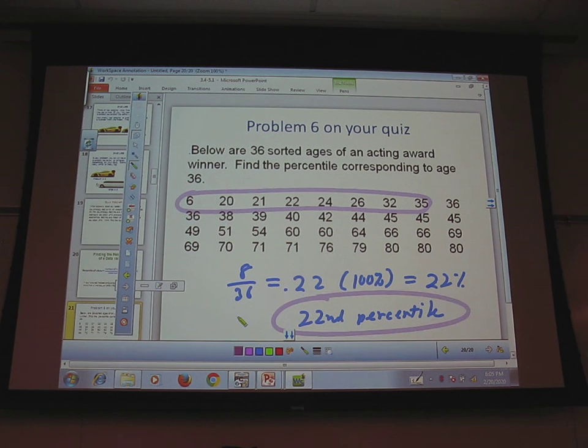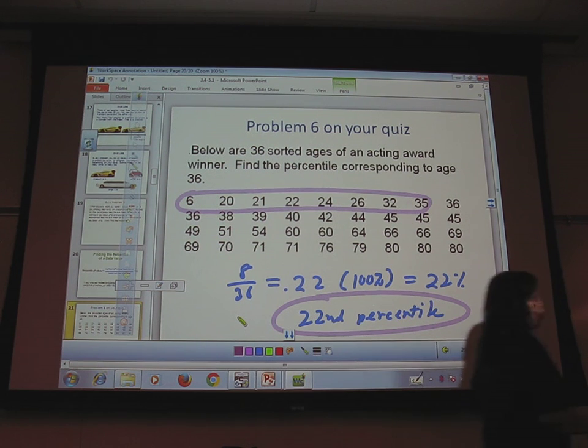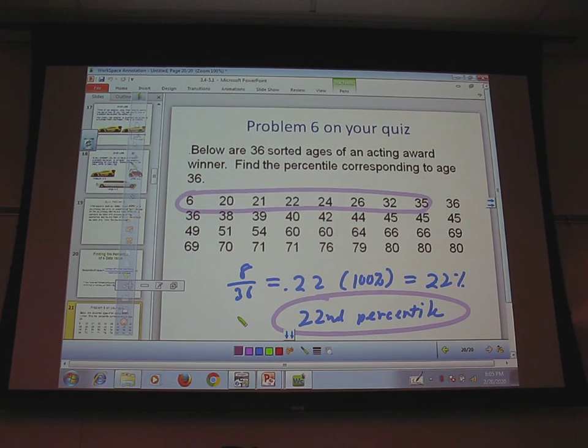Okay? Make sense? Yes. It's actually 0.22222. Yep. So what percent would you use? I would round it. So you can either have no decimal places, or you could have one. If you did 22.2 percentile, that'd be okay too. I would say either none or one. Either one's fine.